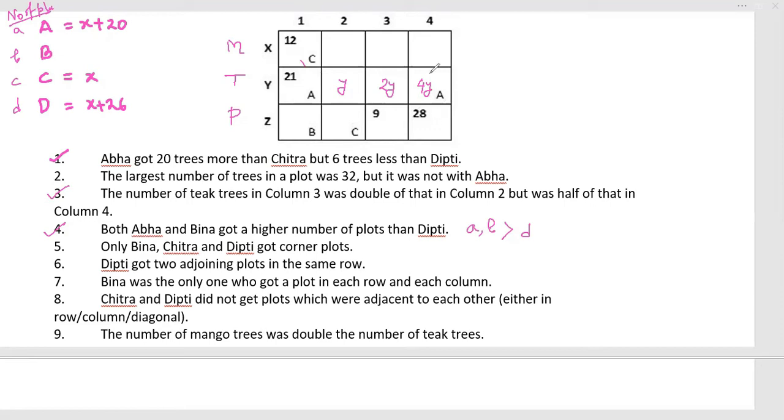Now these three locations and two locations, it has also been mentioned Deepti got two adjacent plots in the same row. So definitely these would be D and these would be D. So D and D, this would be DD. Now where can the extra C be?